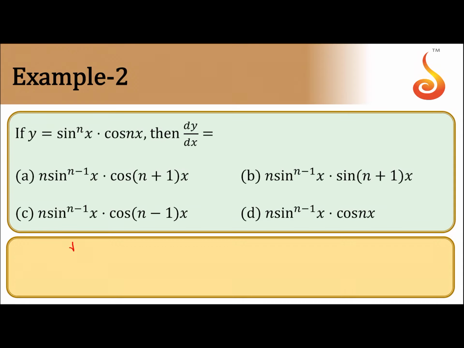Product rule: d by dx of u into v, two functions. How do we write it? Second function into derivative of first function plus first function into derivative of second function. We are differentiating with respect to x only. Both are functions of x.